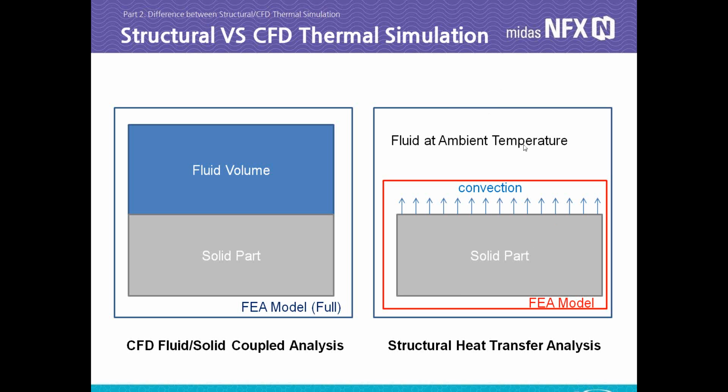So you have, let's say, always 25 degrees around your part, and this is more or less constant. So you don't actually know what the fluid around is doing, you're just considering it like a boundary condition. And then you have CFD, fluid-solid coupled analysis. In this type of analysis, you are modeling the solid as well as the fluid volume. You are modeling everything, and you don't need to add this convection condition between the solid and the fluid, because this will be calculated automatically by the software.